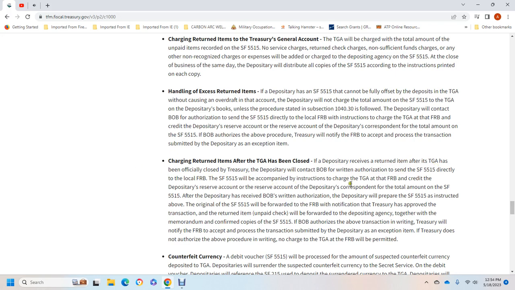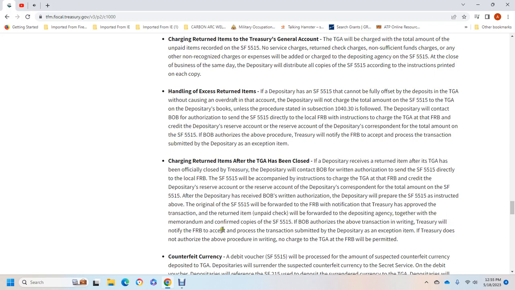5515 will be accompanied by instructions to charge the Treasury General Account at the Federal Reserve Bank and to credit the depository's reserve account for the total amount of Standard Form 5515. After the depository has received the BOB's written authorization, the depositor will prepare the Standard 5515 as instructed above. The original 5515 will be forwarded to the Federal Reserve Bank with notification that Treasury has approved the transaction. The returned item will be forwarded to the depositing agency together with the memorandum copies of Standard Form 5515. The BOB authorizes the above transaction in writing.